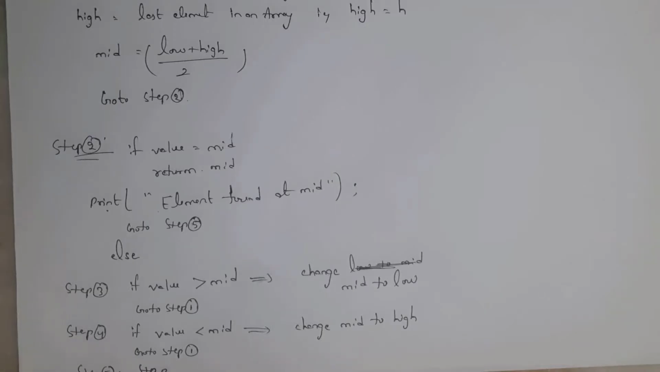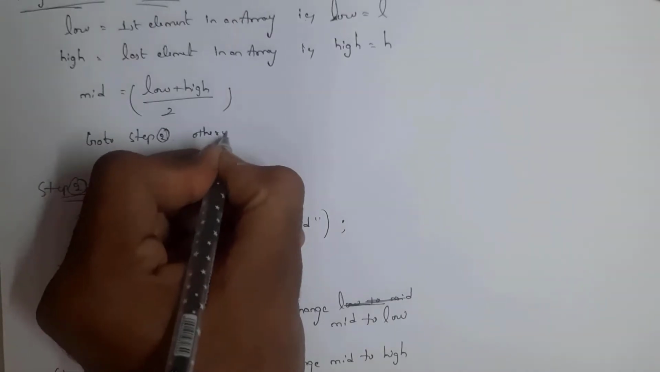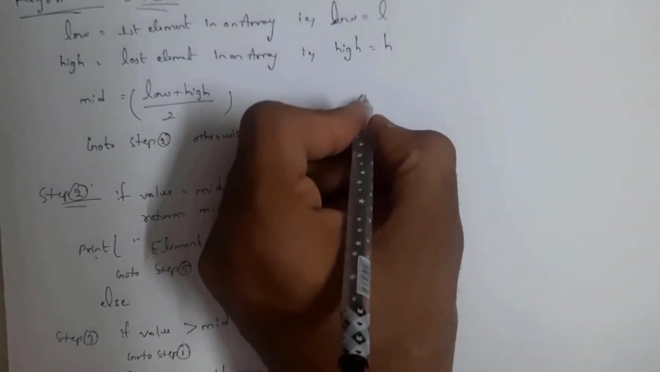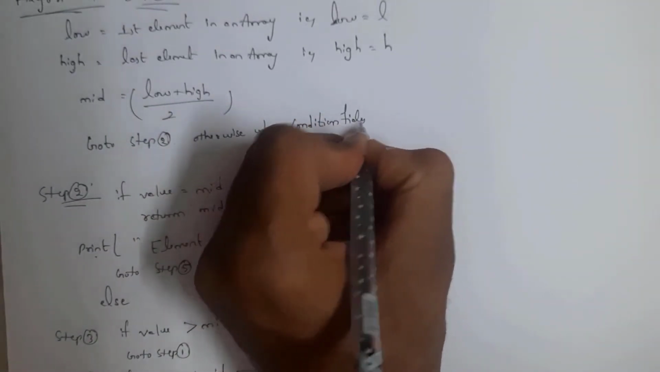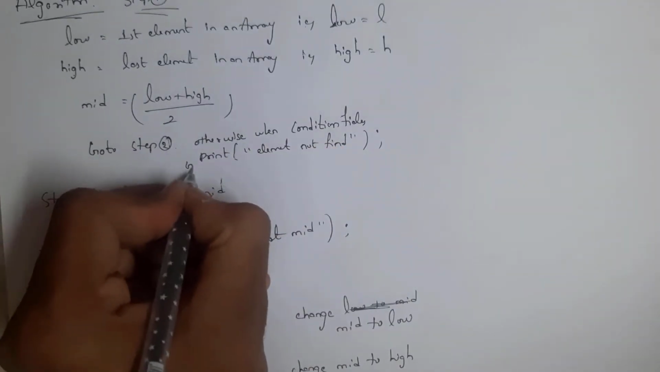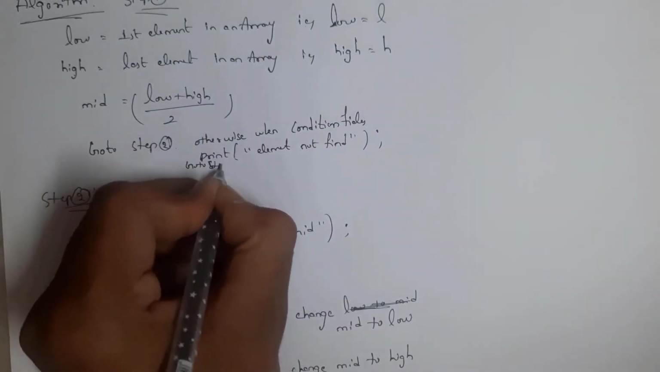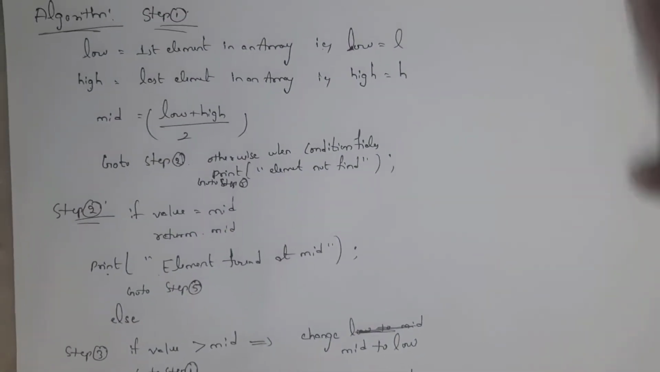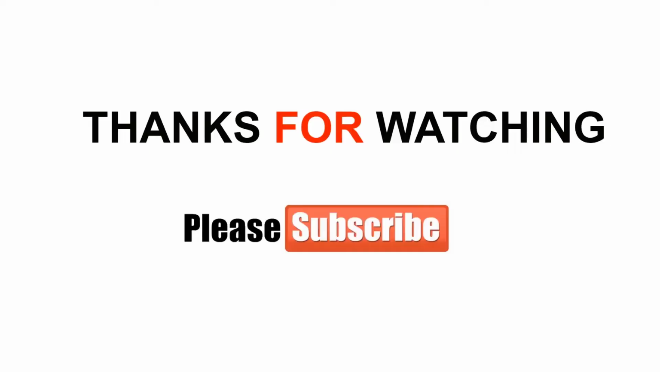Otherwise, when the condition fails, that is, we cannot find any element, print element not found and go to step 5, that is stop. This is the algorithm for binary search which we need to remember for exams.